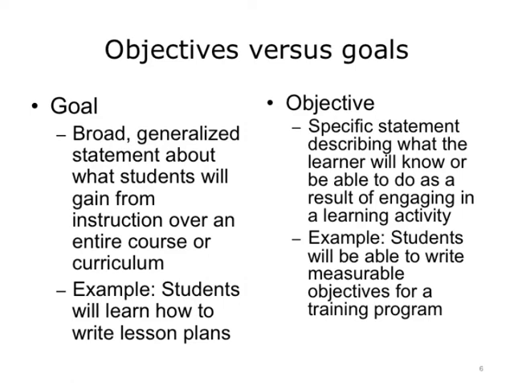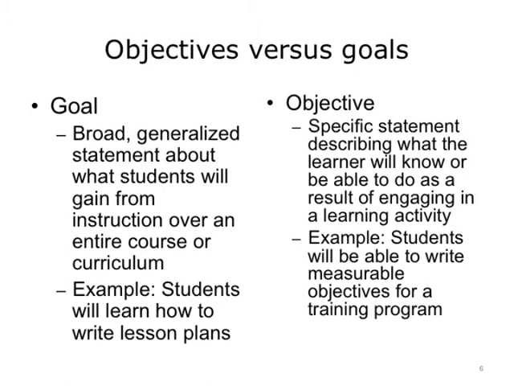Before we go any further, we should discuss the difference between goals and objectives. These 2 concepts are often confused. Goals are broad, generalized statements about what students will gain from instruction over an entire course or curriculum. But in order to better describe what kind of work is expected in the course, and to more easily design assessment, more specific statements of what the learner must do are desirable. Therefore, objectives are specific statements describing what the learner will know or be able to do as a result of engaging in a learning activity.